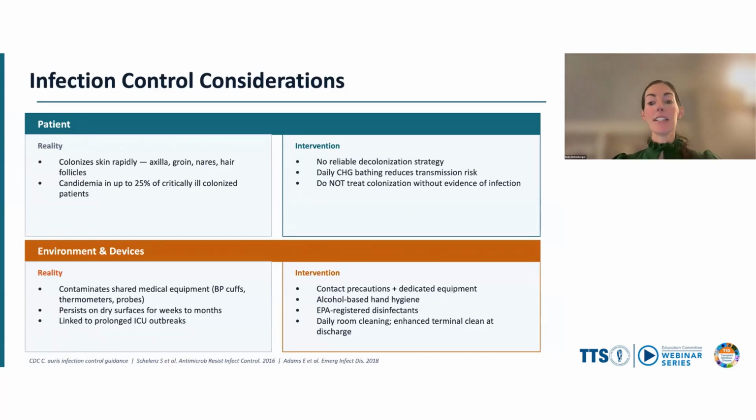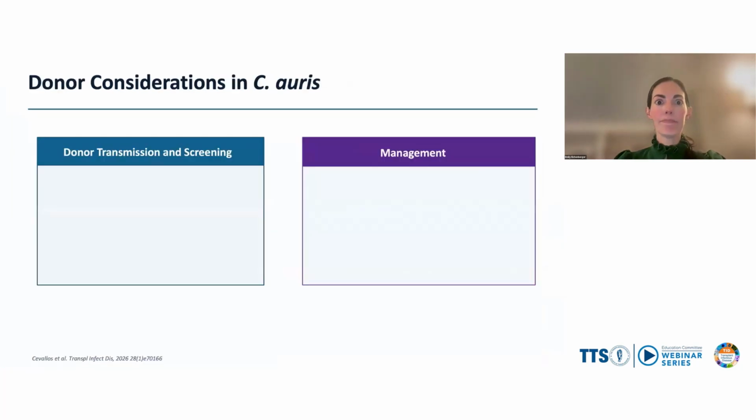Making sure that we are disinfecting shared medical equipment like glucometers, etc., with these special EPA registered disinfectants. And there's a whole list on the CDC website of effective compounds against C. auris. Note that quaternary ammonia compounds are not effective. Using alcohol-based hand hygiene is a must. And then, of course, daily room cleaning is important, and enhanced terminal clean at discharge. Making sure those places that the patient has visited, CT scanner, PET scanner, ORs also have that enhanced clean as well.